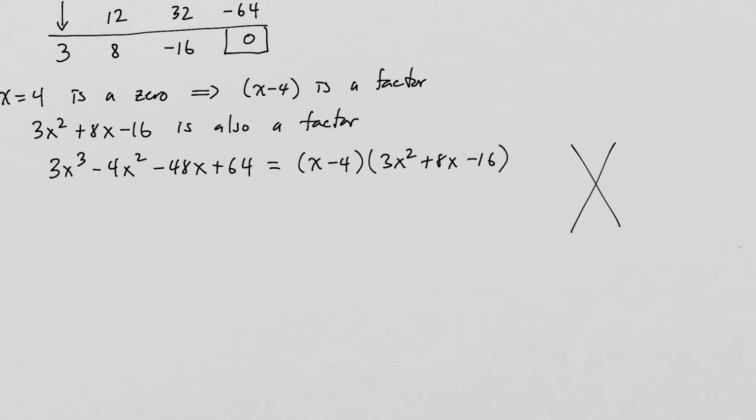3 times negative 16 is negative 48. And we put the number 8 in the middle. And now we just need to think of two numbers that have a product of negative 48 and a sum of 8. And those two numbers are 12 and negative 4. So 12 times negative 4 is negative 48, and 12 plus negative 4 is 8.